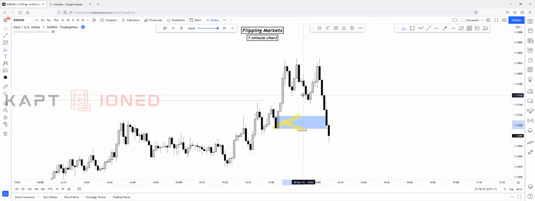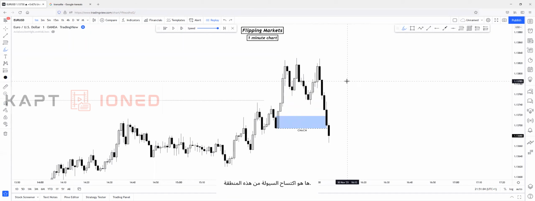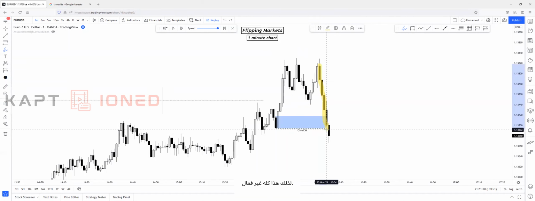Okay, let's find the supply zone that caused the break of this demand zone. As you can see, here's an inefficient push that came into the market. Here's the liquidity sweep from this region. Here's the change of character. So which supply zone caused this change of character, inefficient push, and liquidity sweep? This upside candle has been already mitigated by the following candle, right? But the following candle is already inefficient. So this is all inefficient.